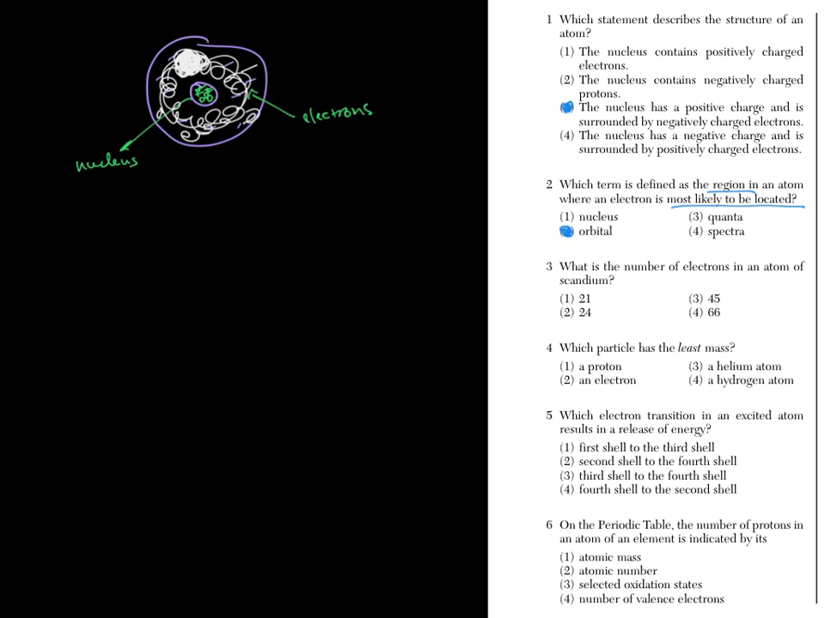Anyway, number 3. What is the number of electrons in an atom of scandium? So, for number 3, number of electrons in an atom equals number of protons, unless you're talking about an ion, which is equal to the atomic number. So you gotta look up scandium. Scandium has the element symbol of Sc. And Sc has an atomic number of 21, and so that means the number of electrons is 21.